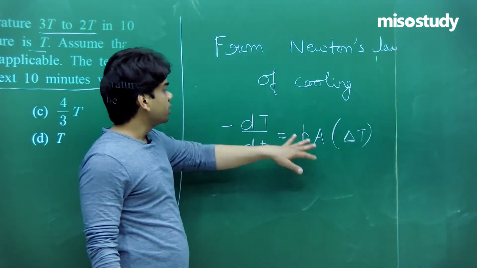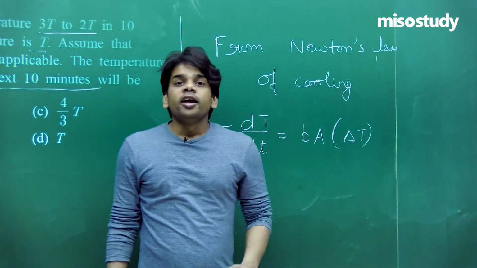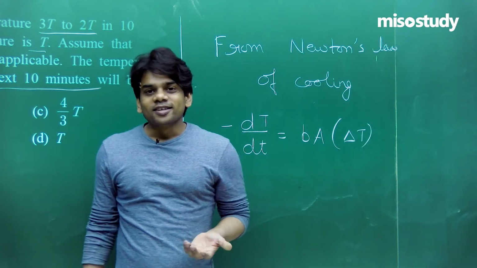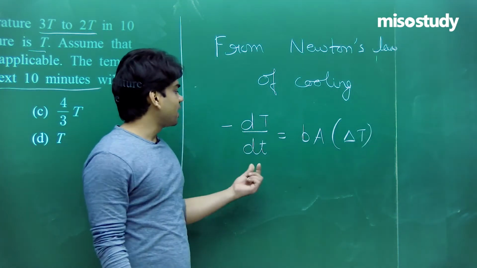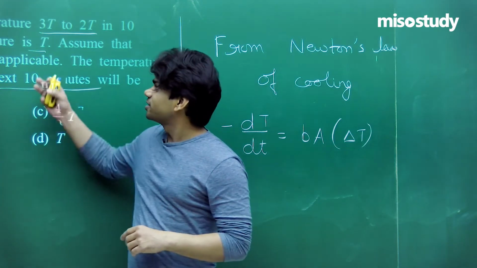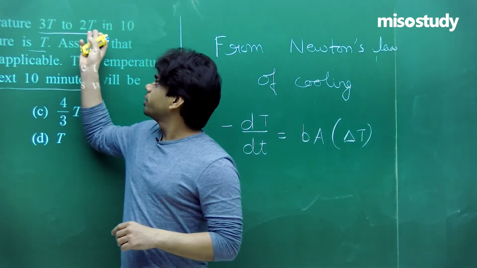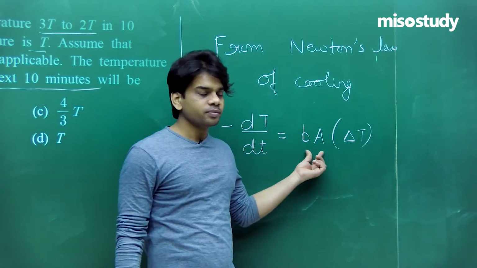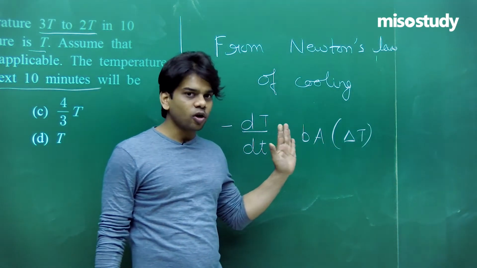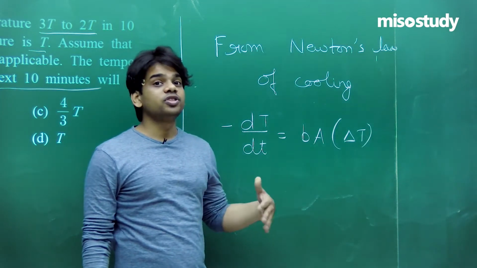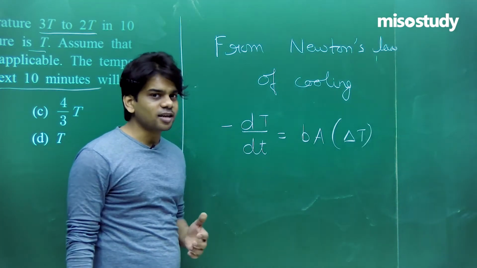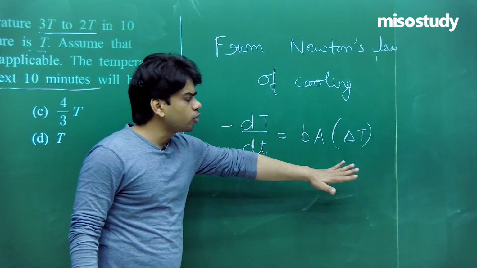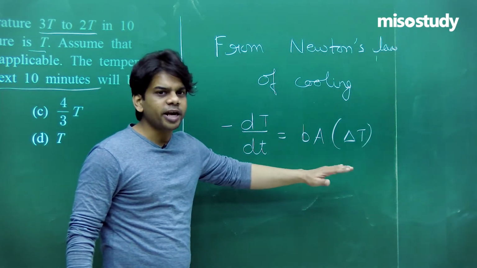So we need to put the value of dT. It cools from 3T to 2T. The change in temperature will be T, and the time is given as 10 minutes. That is, a body cools from 3T to 2T in 10 minutes. So we have to put in all the values. b and A are constant; A is the area, b is the constant. Then again delta T, we have to put the change in temperature between the body and its surrounding. So take note till here.